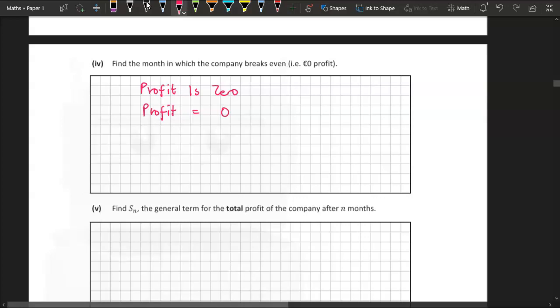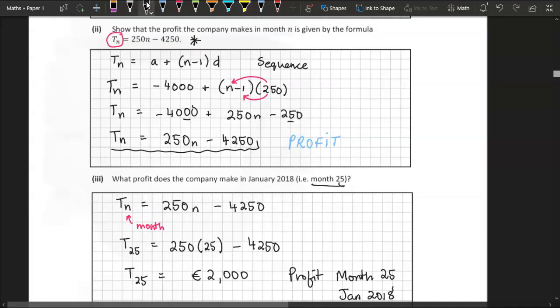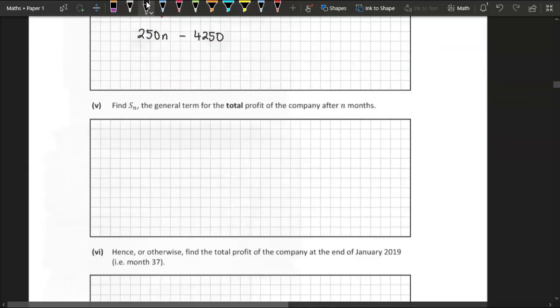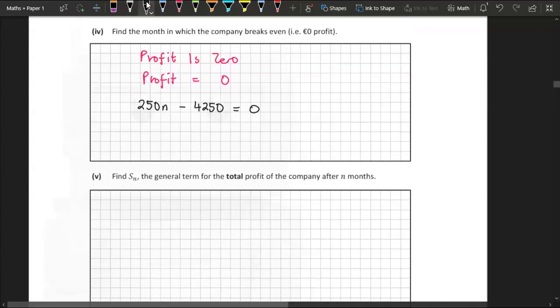We know that the formula for profit is 250n minus 4250. We know that because we figured it out up here in part 2. We have a profit formula, 250n minus 4250. So back down to here, if this profit has got to be equal to 0, well then the question is asking us find the month. And as we saw in the previous question, the month is always n. So we need to find n on its own.